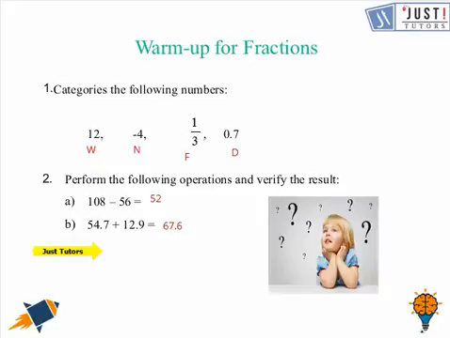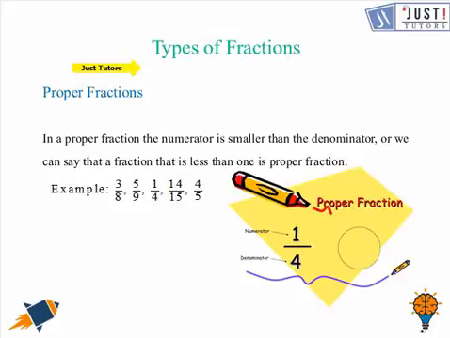So now let's move on to the topic for today, which is types of fraction. The first type that we have is proper fraction. Proper fraction, as the name suggests, has to be proper, and in this case the numerator would be smaller than the denominator. For example, you can have a look here, which is 1/4. So we know that 1 is smaller than 4. So this is a type of proper fraction. We've got some more examples here, like 3/8, 5/9, 1/4, 14/15, 4/5, and so on. So you can try to write out some more proper fractions here.